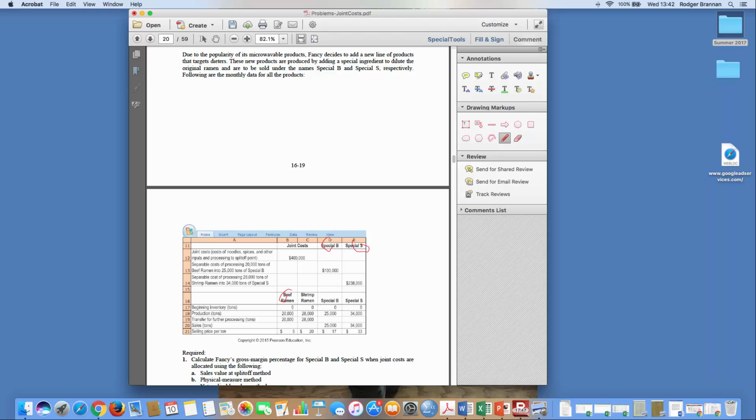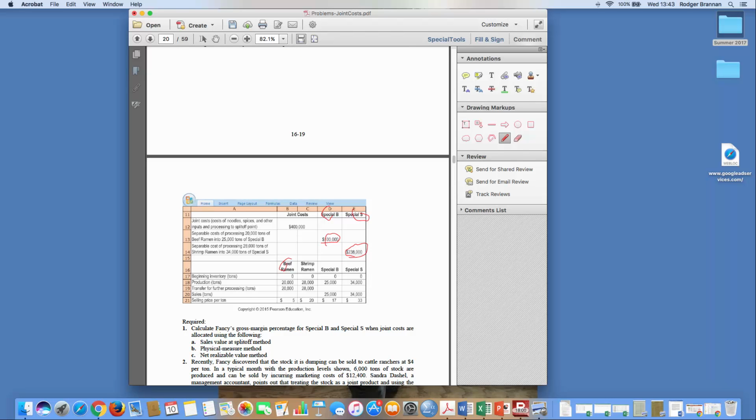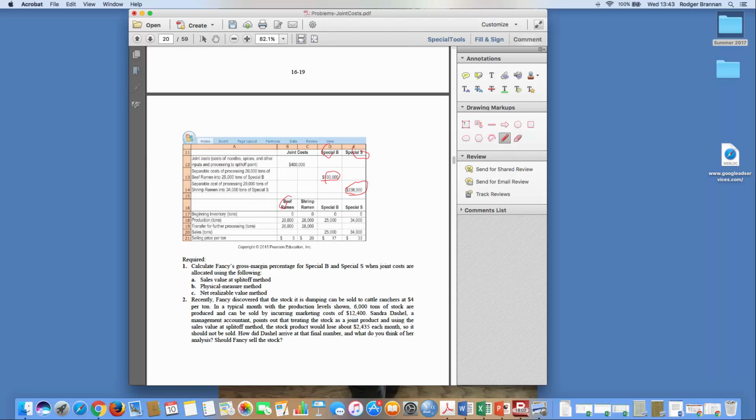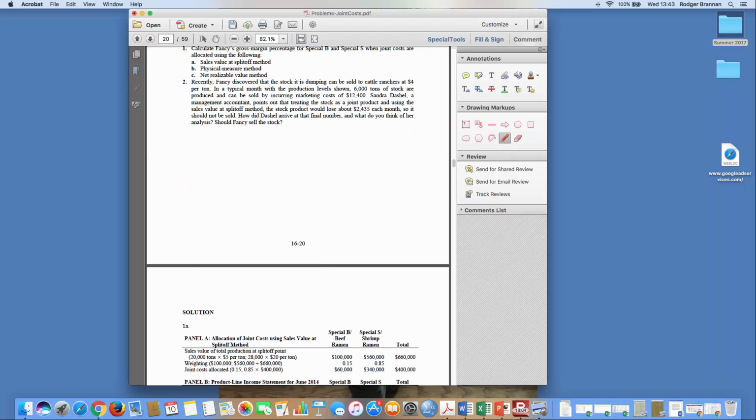The same thing is going to be true with the special S, that is the shrimp ramen. It can generate more revenue per unit, but only if you incur the $238,000 of separable costs. So those things have to be taken into consideration when you look at the net realizable value method.